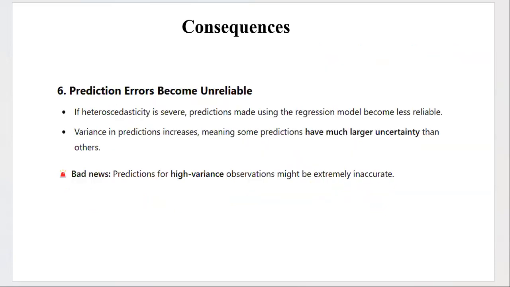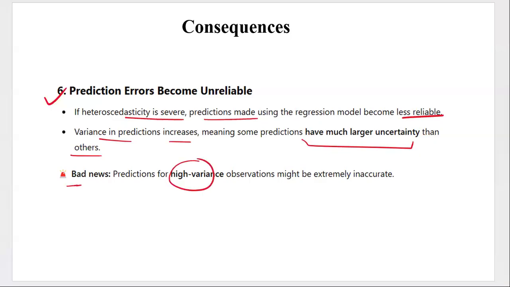The last two consequences. The fifth consequence is that the prediction error becomes unreliable. This is also the same thing: if heteroscedasticity is severe, if your model itself is wrong and misleading, then the predictions that you make from that model will also be misleading. It will be less reliable, and the variance in prediction will increase, meaning some predictions will have much larger uncertainty than others. It is also bad news, because prediction for high variance observations might be inaccurate.